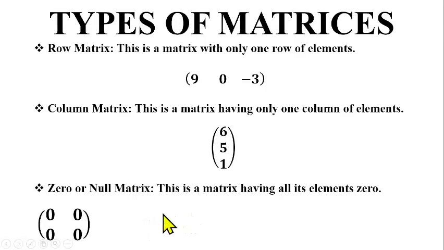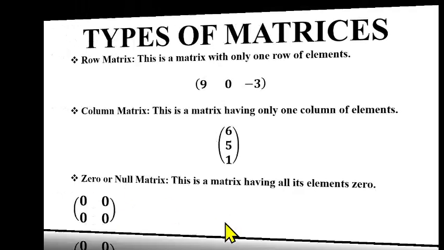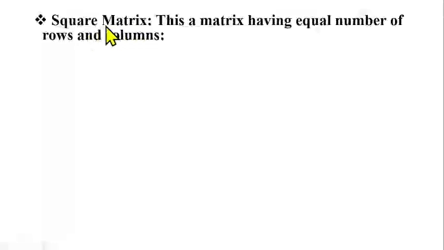Do we understand that? No matter the order of that matrix, if all the elements inside it are 0, then that is a null or zero matrix. Another type of matrix that we have is called square matrix.